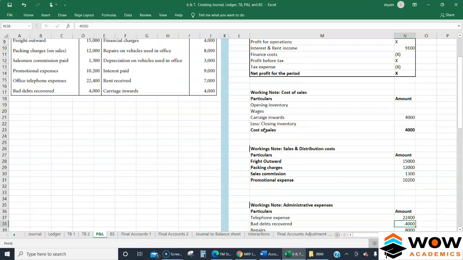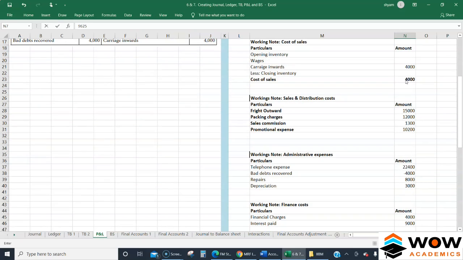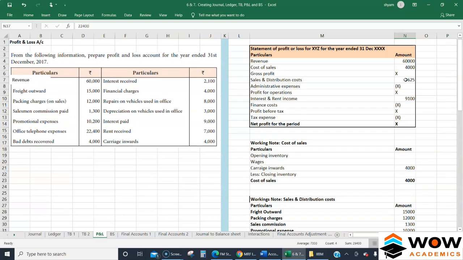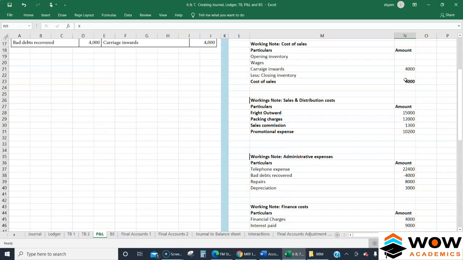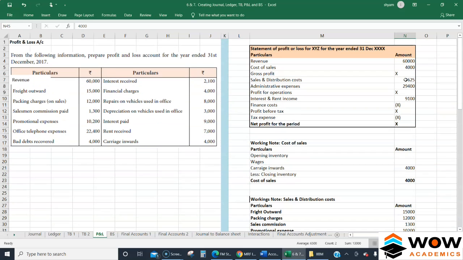And then the sales and distribution expense put together comes to 9,625. And admin expense totally comes to 29,400. And finally we have finance cost put together, that comes to 13,000. Okay, so you can see here the format looks neat.